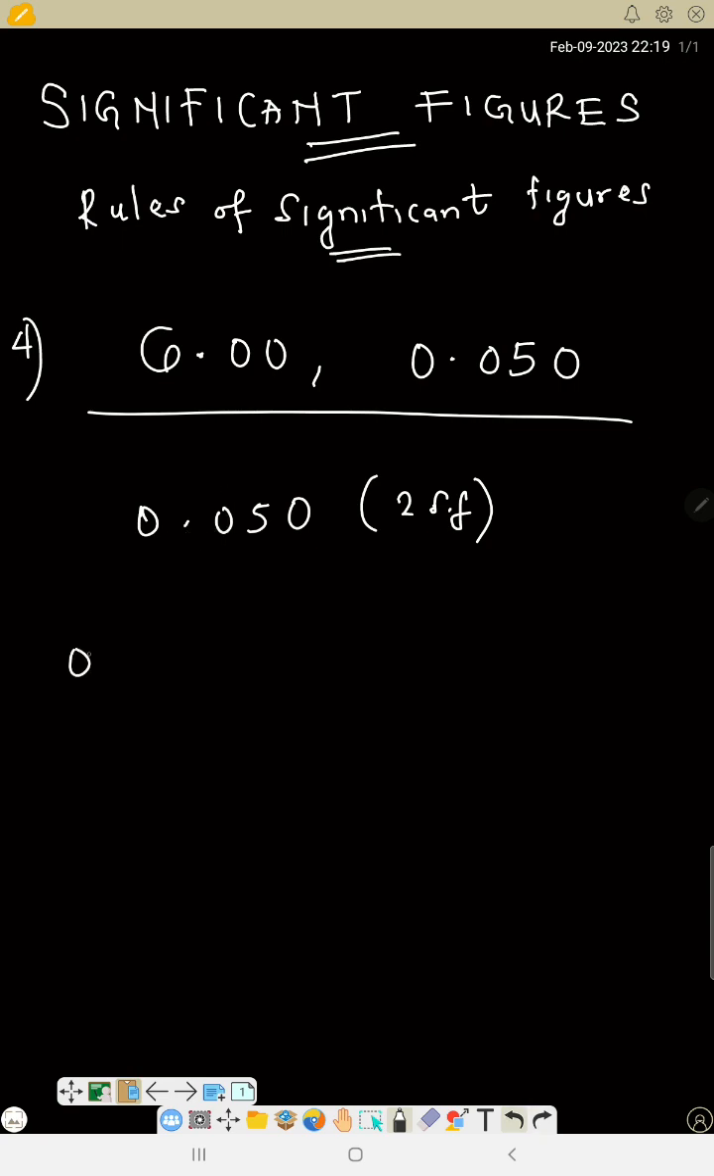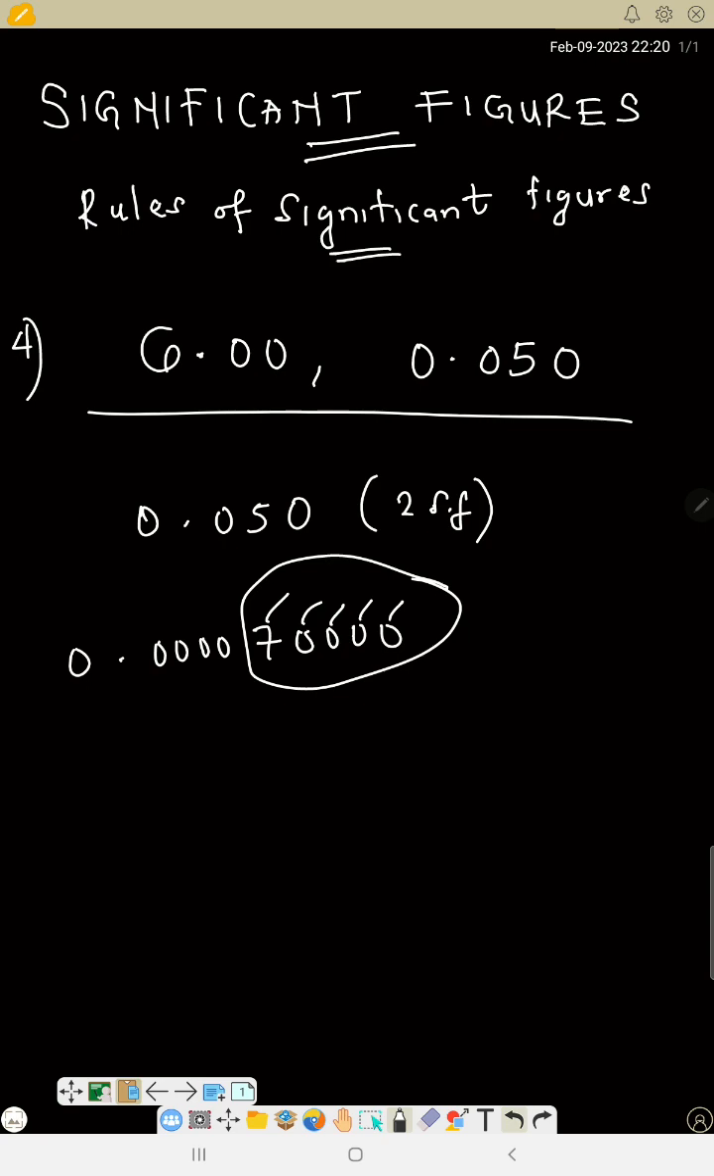Take note. So if I have 0.000700000, how many significant figures is this? All these leading zeros are not significant. But immediately you see a number like this, all the zeros that follow are significant. As I see 7 now, all these zeros are important, I must count them. But before you see a number, all zeros are not significant. So that means this is 1, 2, 3, 4, 5. So this is 5 significant figures. So like that. Now let's say rule number 5.